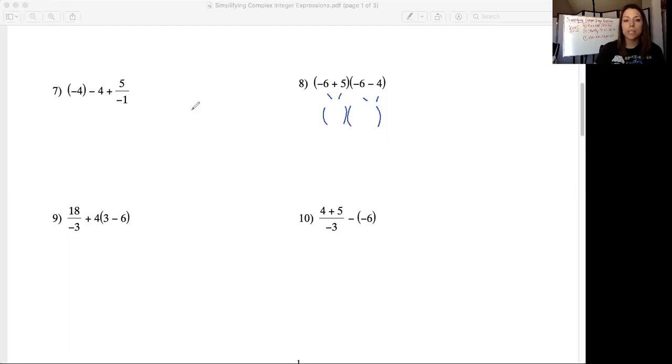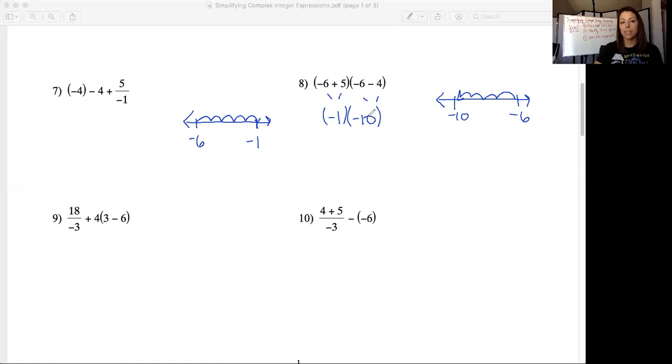So negative 6 plus 5, if I draw out a number line here, here's negative 6, and I'm adding 5, 1, 2, 3, 4, 5, I would end up at negative 1. And over here, negative 6 minus 4, I'm going backwards, 1, 2, 3, 4, and I would end up at negative 10. So this is equivalent to negative 1 times negative 10. Again, it's still a product. Now that both factors are simplified, I can go ahead and multiply, and then negative 1 times negative 10 is a positive 10.